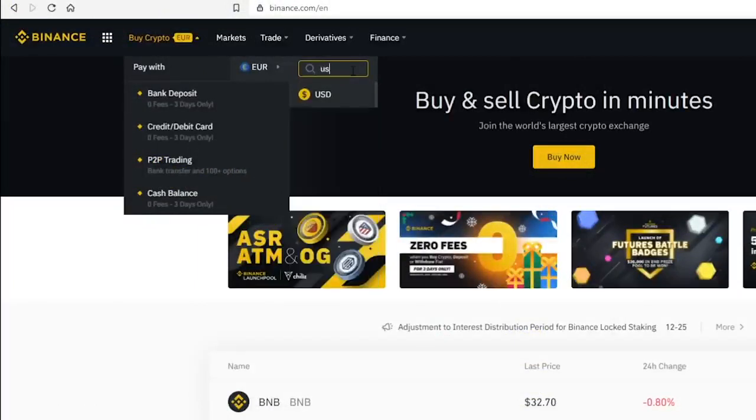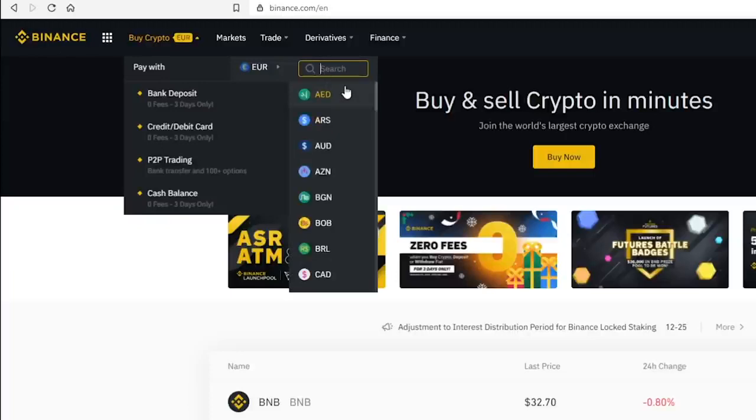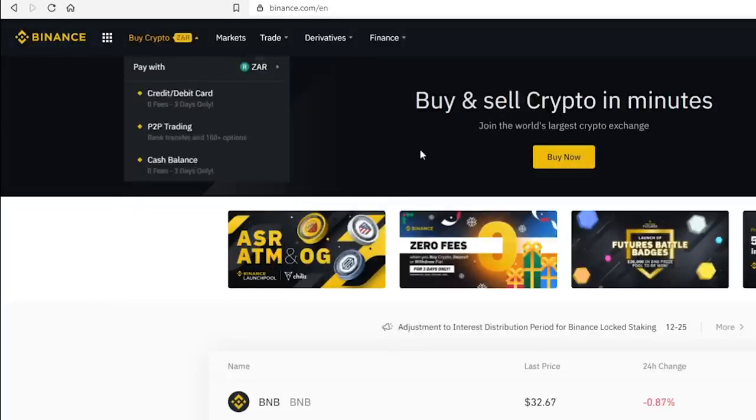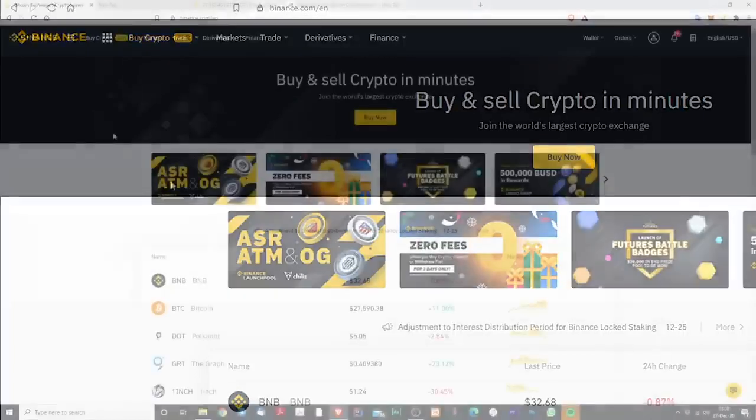Right, I can type USD and you can see it's showing me. I'm in South Africa right now, so I can type ZAR, our local currency, and I will be able to deposit. But you can see here if I use ZAR, the deposit to bank feature is disabled, meaning that I cannot deposit ZAR directly into Binance at the moment, right? So the only options that I have are credit card, P2P trading, or cash balance.